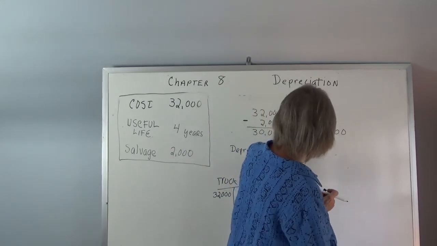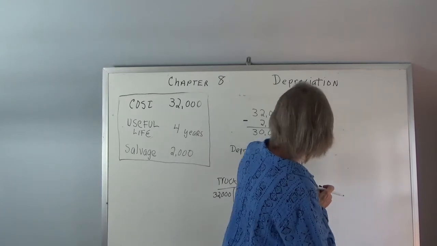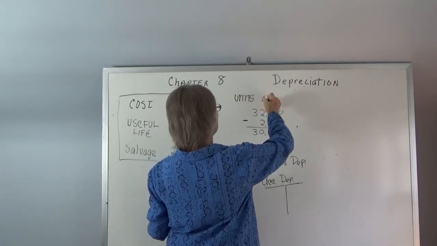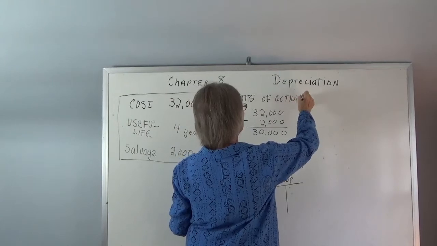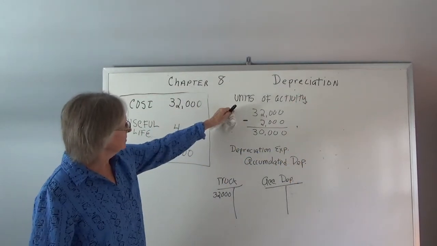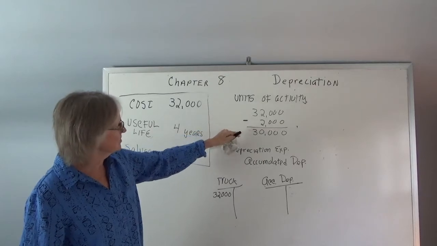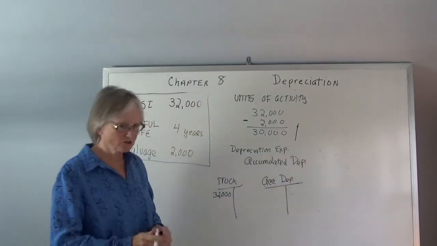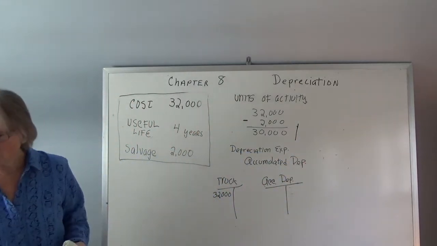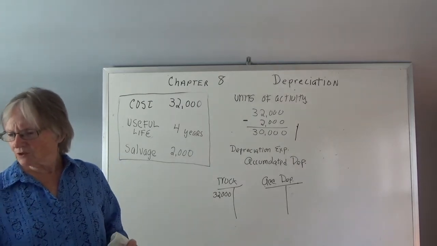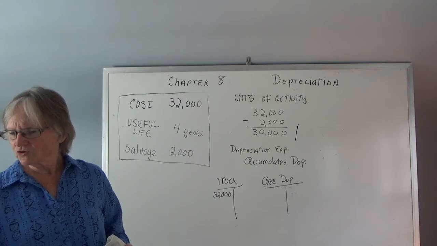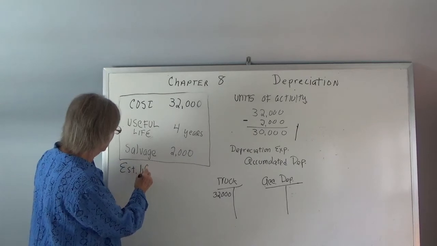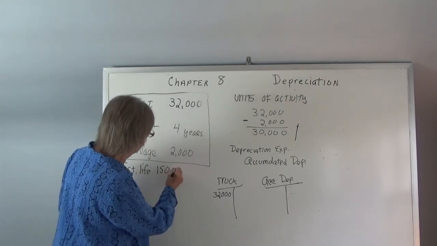Okay, so now, as you can see, we're going to start off the same way here. This will be units of activity. We're going to start with the cost less the estimated salvage, which gives us the depreciable base. But now, instead of dividing by the useful life in years, we're going to divide by the useful life in units. And so the estimated number of units that they think they'll get out of this truck, it'd be miles, so the estimated life in miles is 150,000 miles.